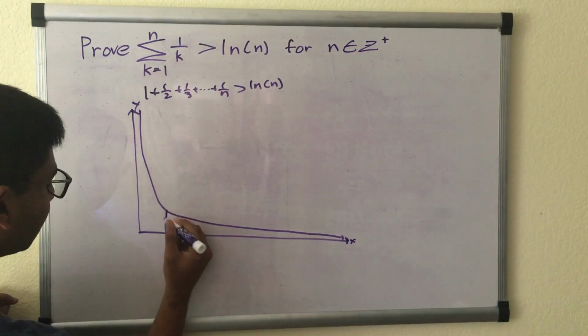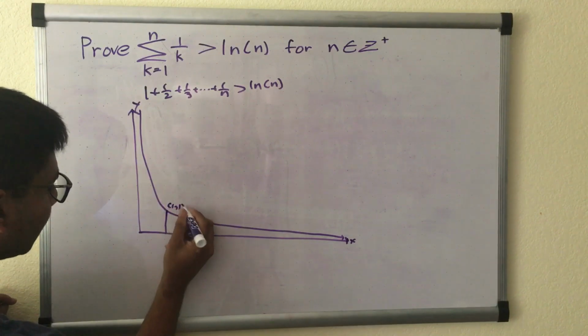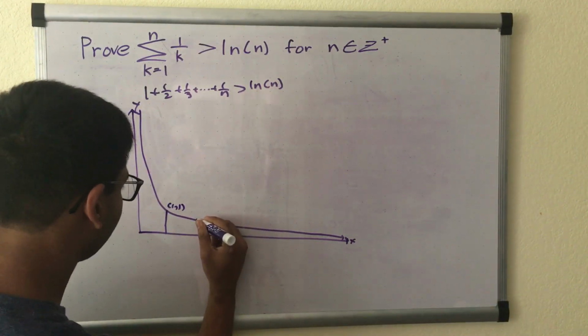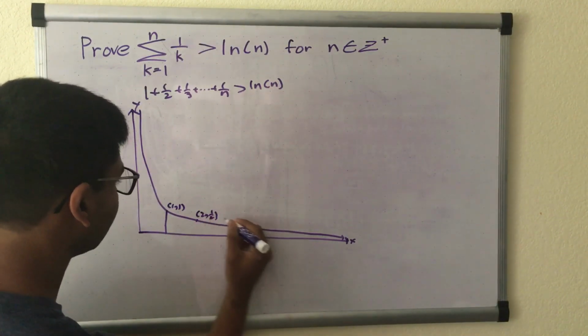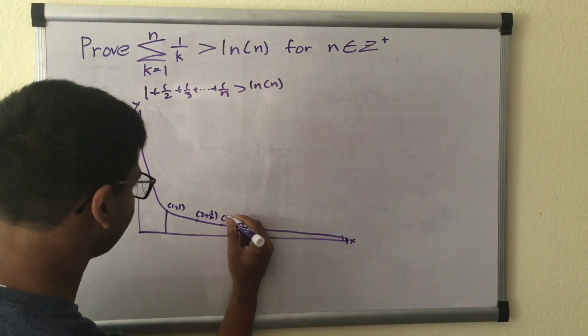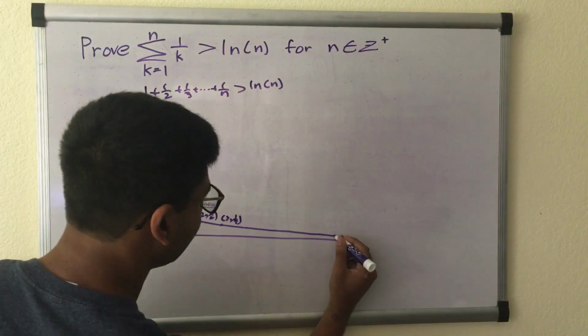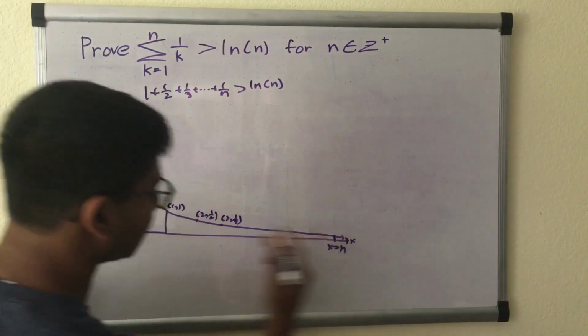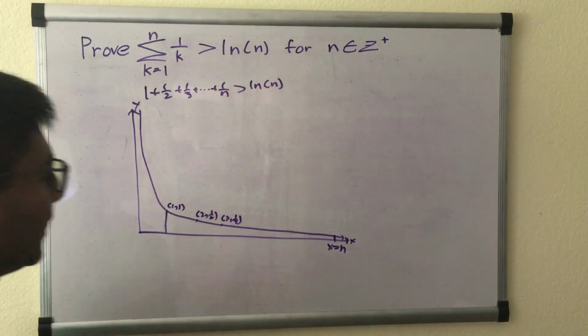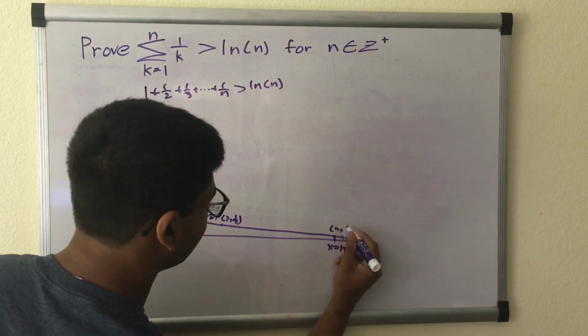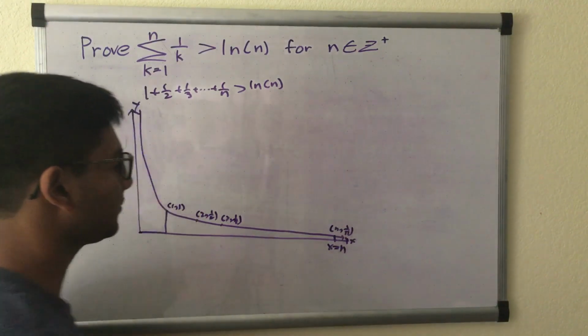So this will be our point 1 comma 1 roughly. We're going to have 2 comma 1 half here. 3 comma, well, sorry, 1/3. And this is going to go on. I'm going to call this point here our x equals n point, and this is going to be our n comma 1 over n point.